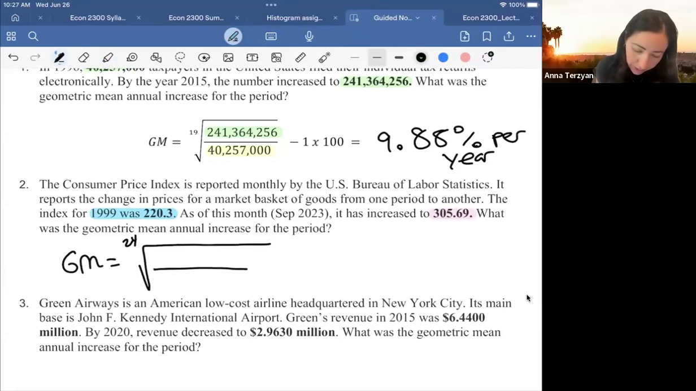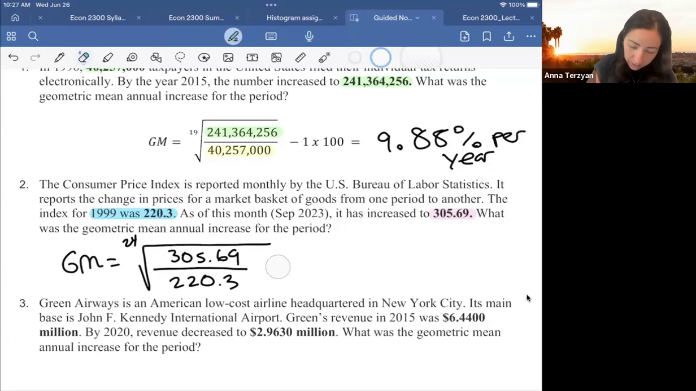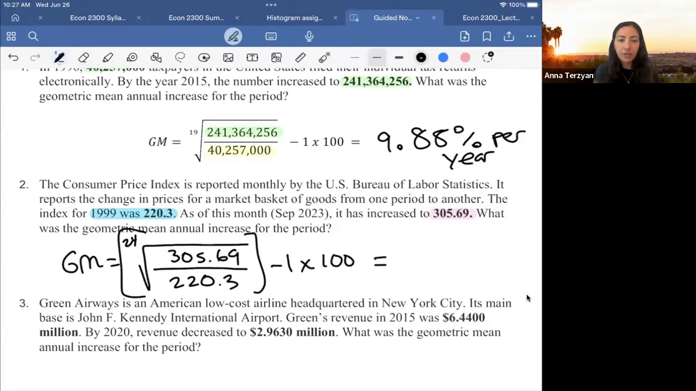The ending value was 305.69, and the starting is 220.3. There we go. And then minus 1, times 100. What's the average rate of inflation per year? But we know it wasn't consistent, but we'll discuss that in a second.